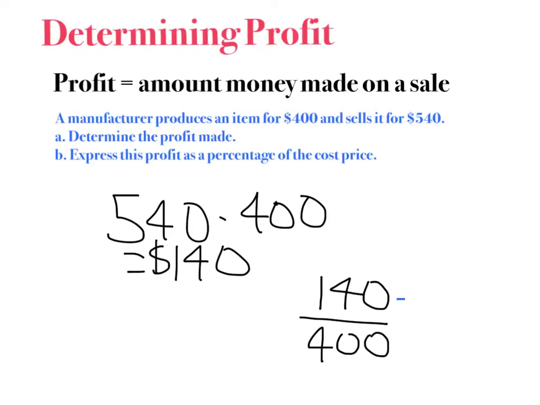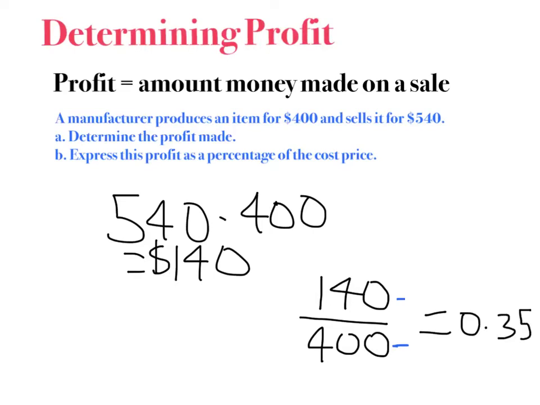Like we learned yesterday, 140 goes on the top, 400 goes on the bottom. Why? We're trying to work out what percent 140 is of 400. Okay? What percent of profit did he make? So I've worked out the dollars. Okay? Now I need to work out that as a percentage. So I simply go 140 over 400, which would give me an answer of 0.35.